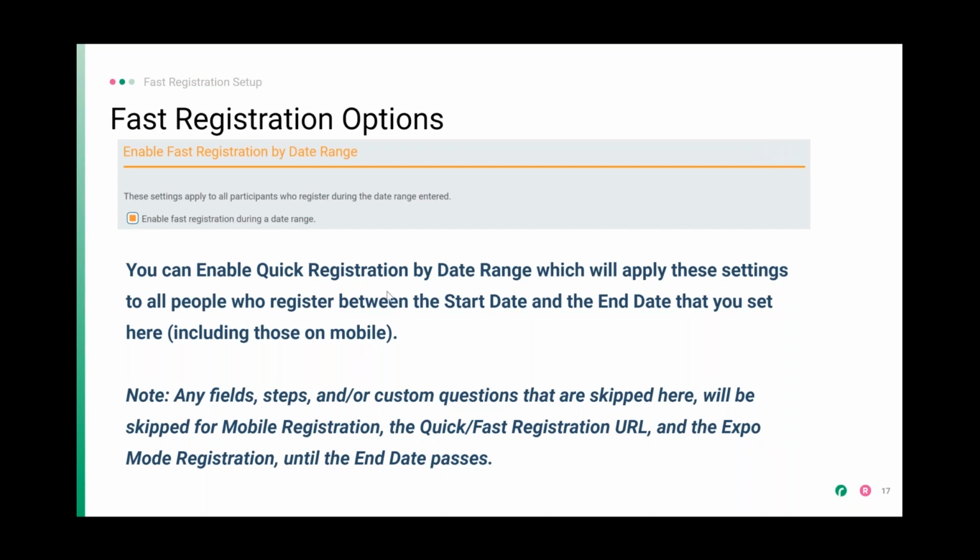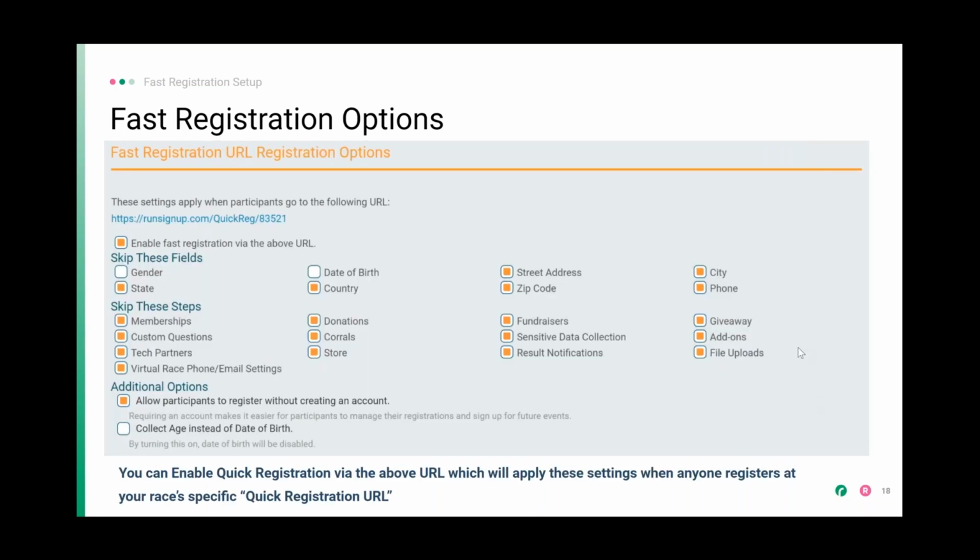So keep in mind, you can enable quick registration by date, which will apply the settings to all the people who register between the start and end date, including those on mobile. So as we keep going back to it, any fields, steps and/or custom questions that are skipped here will be skipped for mobile, quick and fast, and expo mode until the end date passes.